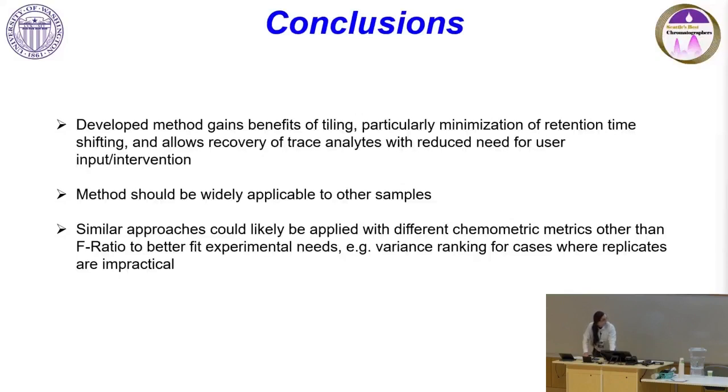The method should be widely applicable to different samples. We applied it specifically to petroleum products here, just as part of the collaboration. And also, in particular, any kind of tile-based chemometric approach could be used. If you particularly have samples where multiple replicates are not practical, it seems quite likely that you could use, for example, variance ranking. And as such, you'd be able to repeat this method most likely with your chosen chemometric method, or metric, I should say.